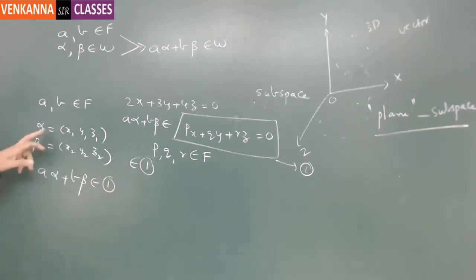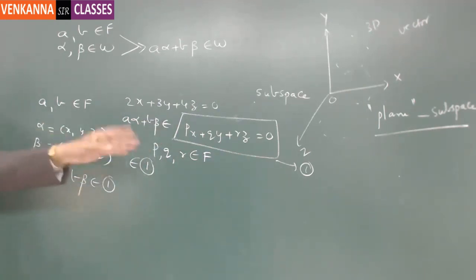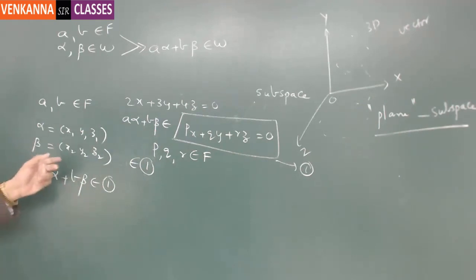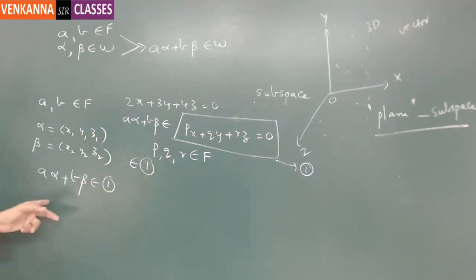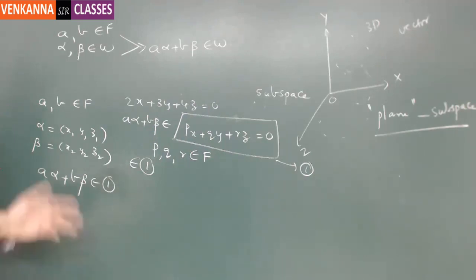Please understand that alpha belongs to this plane means what? Alpha is a point which satisfies the plane equation. In other words, alpha lies on the plane. Similarly, beta belongs to the plane means beta is a point which satisfies the plane equation. So if I want to prove that A alpha plus B beta belongs to the plane, A alpha plus B beta must satisfy the plane equation. Accepted? Did you get the logic? All of you. Right. So let us go for it.